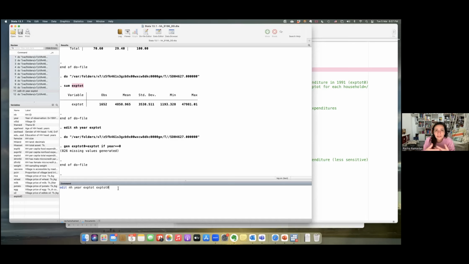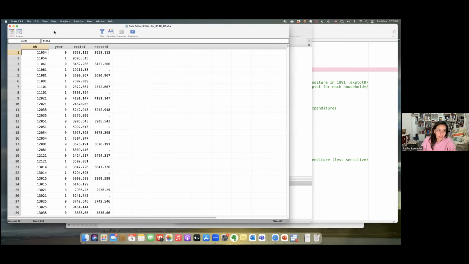I always like to open the data after each command I run, just to see the impact of this or how this variable is created, to better understand if I get what I wanted or not. So here we have the total expenditure for all the years, and here we have our new variable, total expenditure 0, which is equal to the value of the total expenditure per capita in year 0, and we have a missing value here. So now I want to remove this missing and keep only the values of the total expenditure.